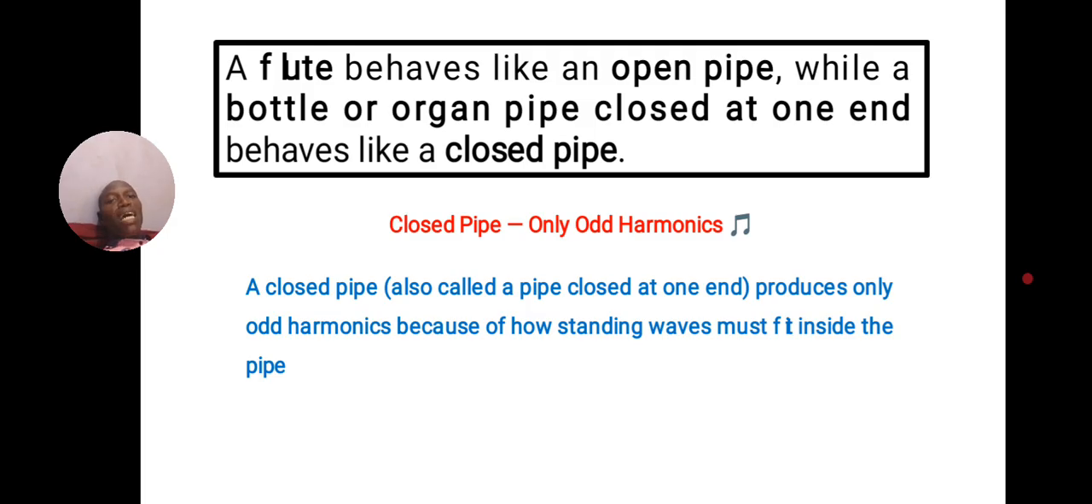So a closed pipe produces only odd harmonics. I've said this before. Flute, for example, is an open pipe, while a bottle is a closed pipe. Yes, flute, air has where it enters and air has where it goes out. That's an open pipe. But bottle, one end is covered, one end is open. That's an example of a closed pipe.